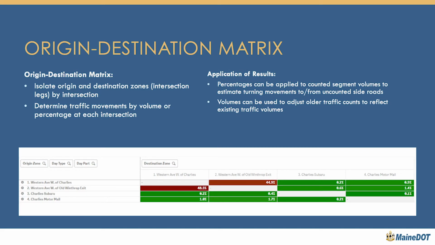From the origin-destination analysis, we obtained an origin-destination matrix. So this matrix allows us to isolate the origin and destination zones at each intersection and determine the traffic movements by volume and percentage. And we apply the percentages to our existing counts to estimate the turning movements to and from uncounted side streets, and the volumes to adjust older traffic counts to existing traffic volumes.